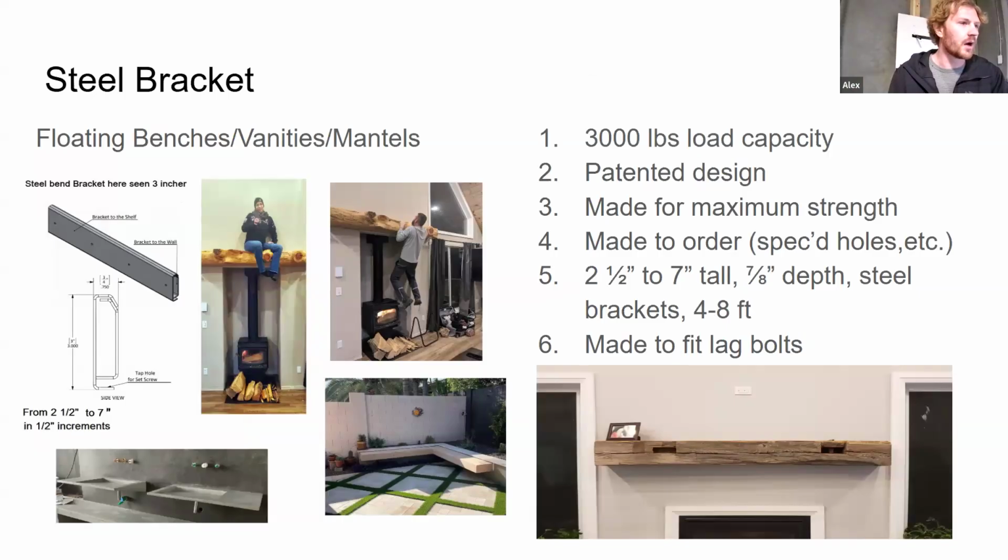This is a really heavy duty bracket for mantles, vanities, floating benches, all that kind of stuff. It can hold up to 3,000 pounds. You will have to obviously make adjustments in the back of your wall for this one, but making adjustments in the back of your wall to hang something like this is always going to be necessary.